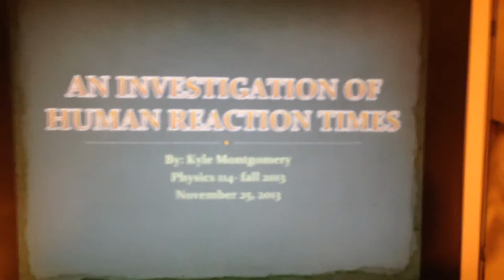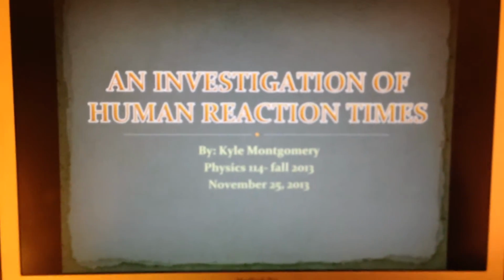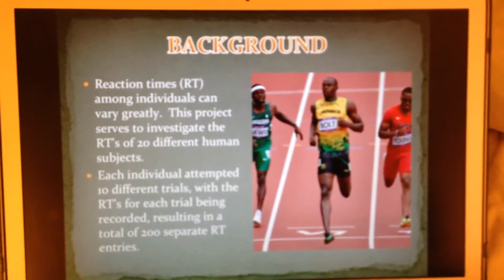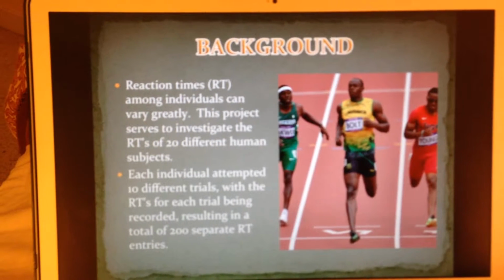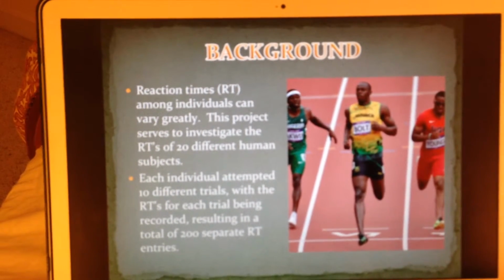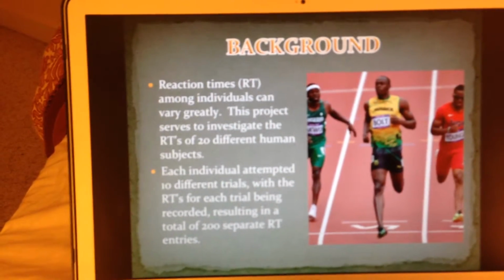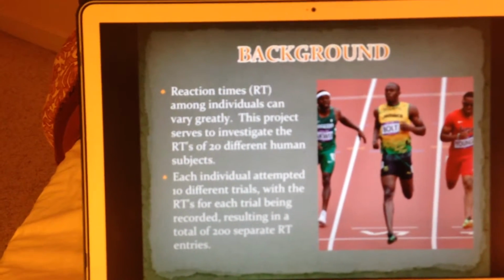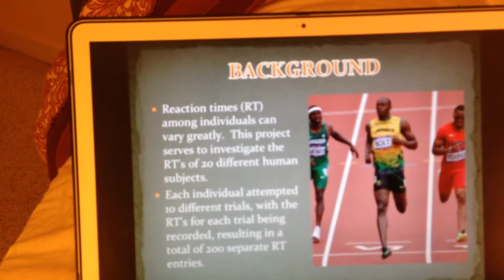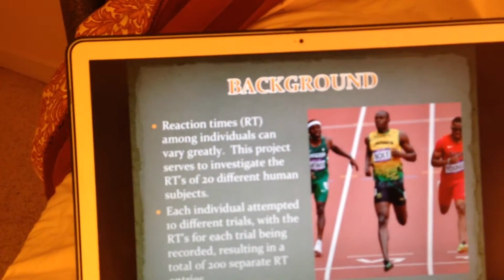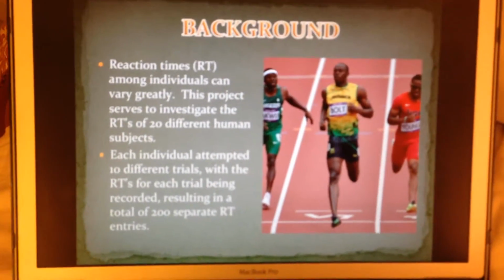Alright, this project served to investigate human reaction times. A little background: reaction times vary among individuals greatly, and this project investigated the reaction times of 20 different human subjects. This was done by gathering reaction times of each subject 10 times, and then plugging these times into Excel to generate the mean and standard deviation. This resulted in over 200 separate reaction times being recorded.